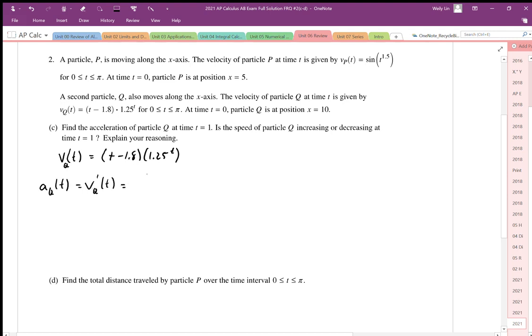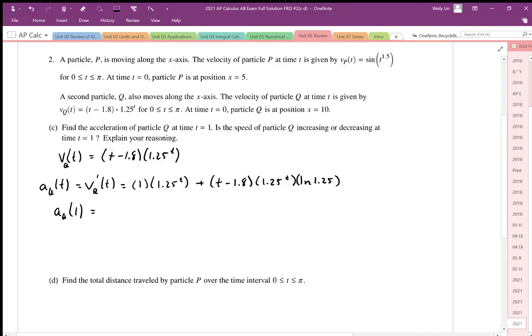And here, since we have a product, we have to apply product rule. So I'm going to differentiate the first term, keep the second term the same, plus the first term, and then differentiate the second term. It is an exponential function, so it just remains the same. But because it's not base e, we have to multiply by ln of 1.25. Okay, so then once we've differentiated, we can now evaluate the acceleration at t equals 1.